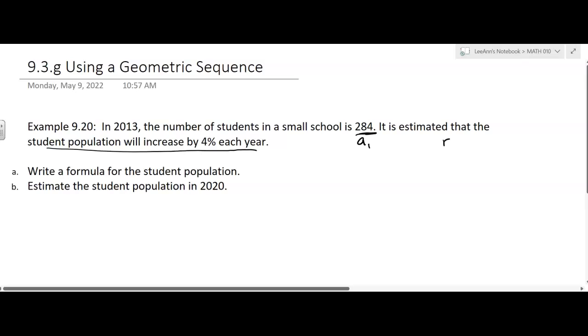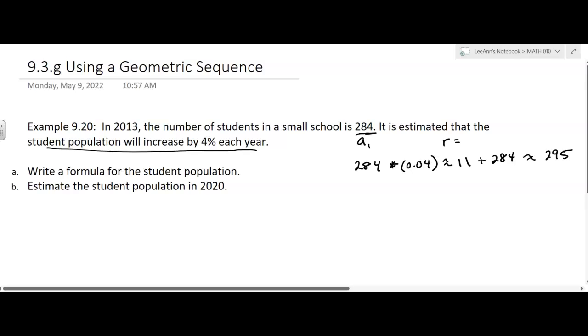When we think about the ratio then, like if you had 284 students and you were just to multiply by 4%, that would tell you, let me just do that real quick, 284 times 0.04. Okay, so you're getting about 11 more students. That's just the increase. Then you have to add that to the 284 students you have. So, then you get approximately, what, 295?